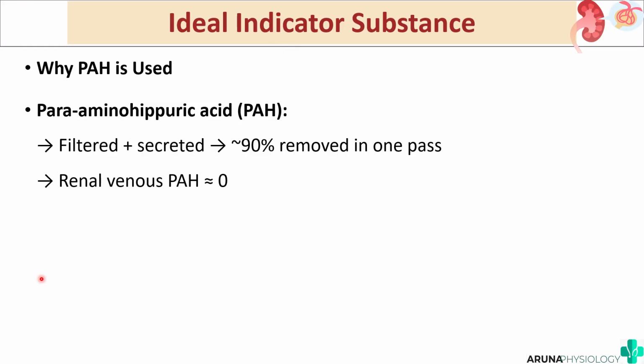That is because it is filtered and secreted, and almost 90% is removed in one pass. That is important because we want the indicator that we use to measure renal blood flow to be removed in one pass. Even though it is not ideal, as 100% is not removed in one pass, still approximately 90% is removed in one pass, which means there will be almost nothing in the renal vein. So venous PAH will be approximately equal to 0.